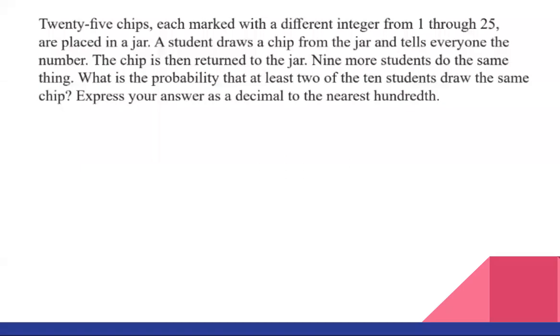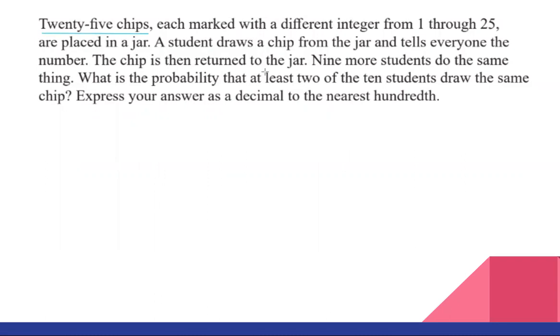Hello, everyone. So this is another question. In this case, we are gonna work on a problem that will be complementary. Okay, so complementary counting. The question says there are 25 chips, each marked with a different integer 1 through 25, and that is actually placed in a jar.